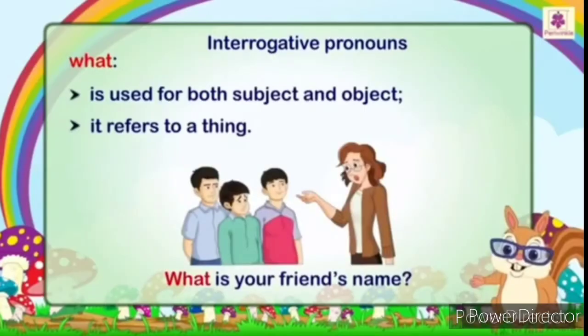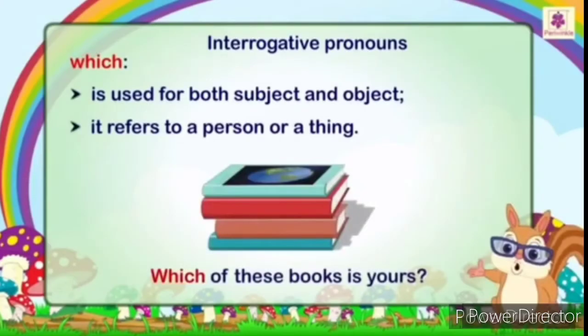Interrogative pronoun is what. It is used for both subject and object, and it refers to a thing. For example, what is your friend's name? Interrogative pronoun is which. Which is used for both subject and object as what, and it refers to a person or a thing. For example, which of these books is yours?